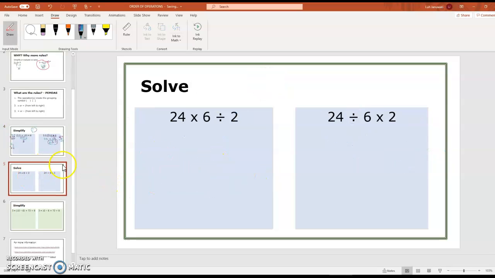So remember, write your rules, follow the rules, and rewrite whatever you haven't done in the problem. Okay, let's look at another example. It says solve 24 times 6 divided by 2. This one, 24 divided by 6 times 2. In this case, they're the same numbers, but the order of the operations are not the same. So let's write our rules.